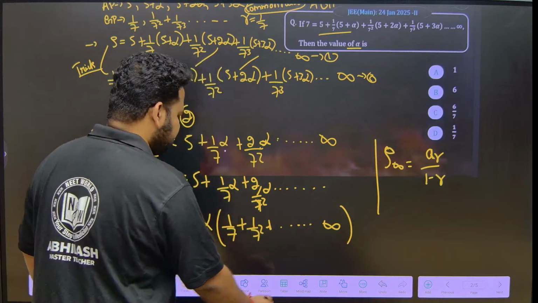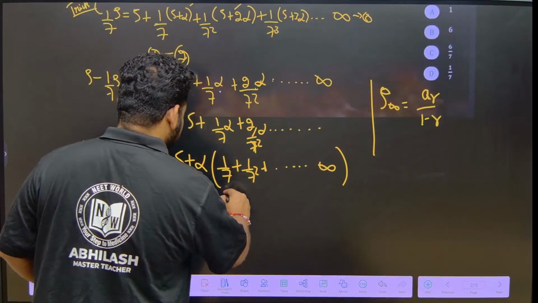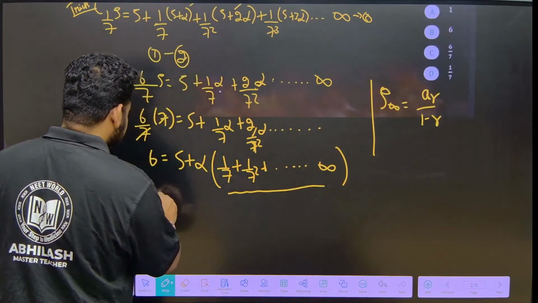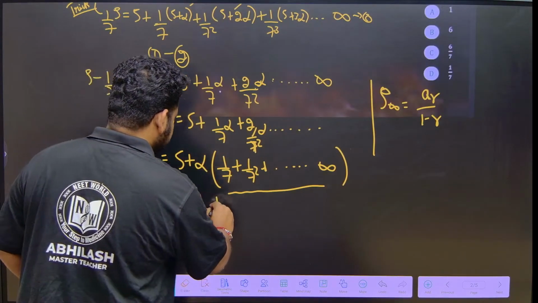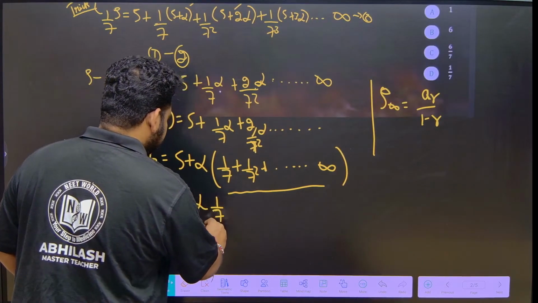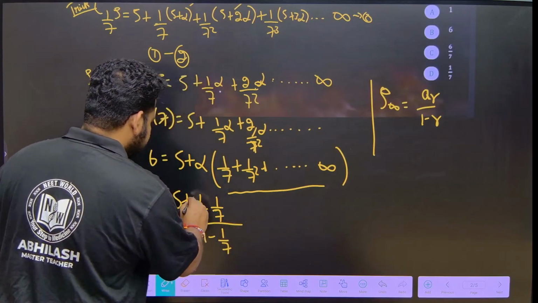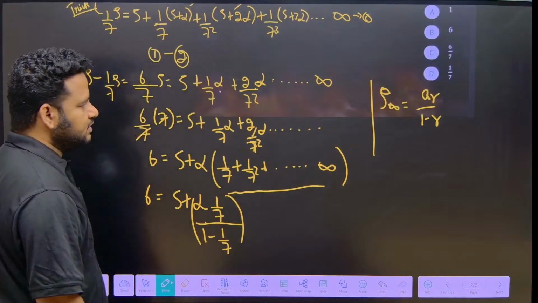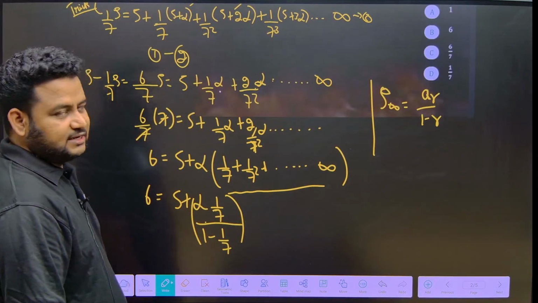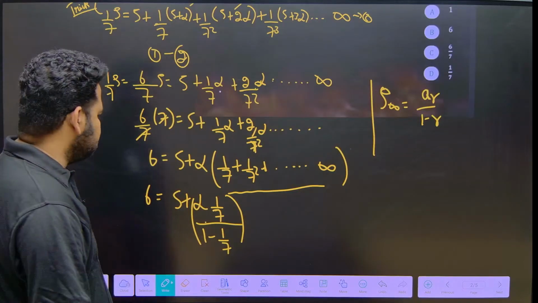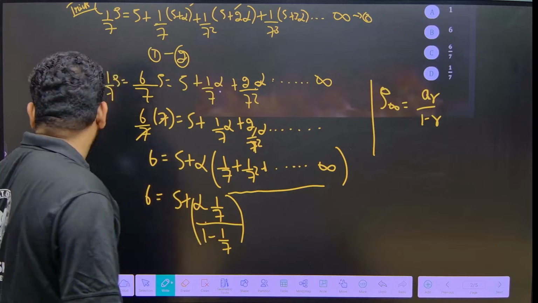So this will become what, friends? I am talking about this one. So this will become 6 is equal to 5 plus alpha times, what is R here? 1 by 7. So 1 by 7 divided by 1 minus 1 by 7. Sum to infinity is a times r by 1 minus r. So this will give us alpha into 1 by 7 divided by 1 minus 1 by 7. This is what we will have.